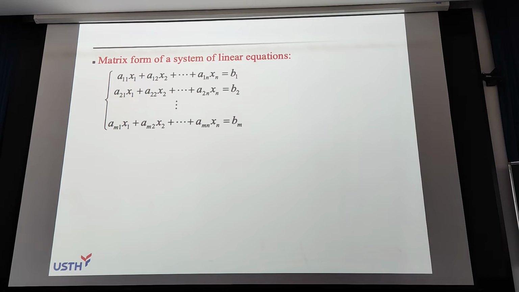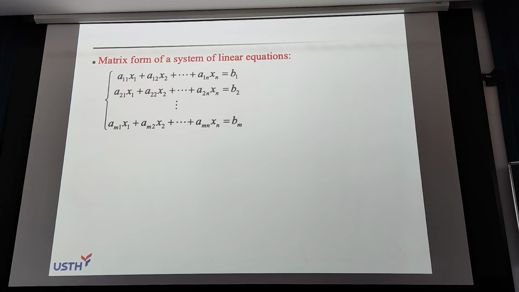Now I am going to explain to you. Last week I told you that given a system of linear equations like that, we have so many lines of equations, but now we can write it as only one single matrix equation. But how can we do it? It is here.